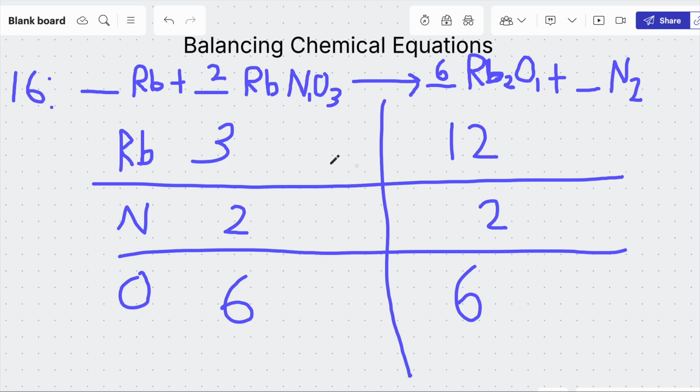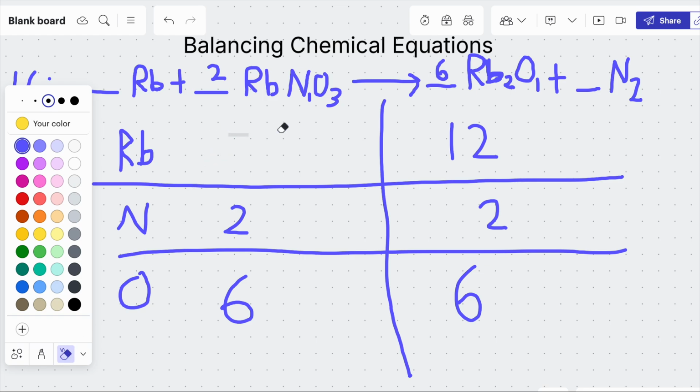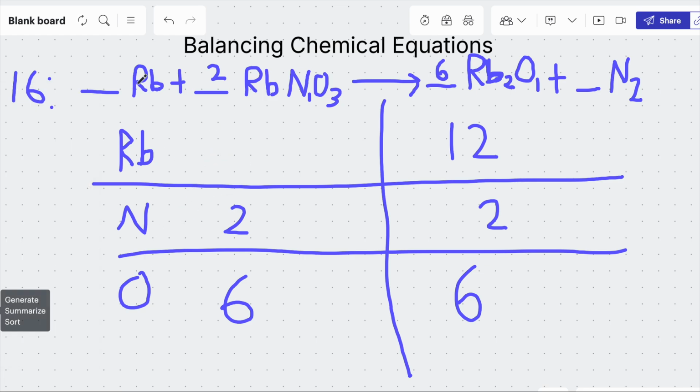But what's nice about this is we have this single RB over here that doesn't mess with the rest of these. So, we just need to figure out how many of these we need to add. So we need to get to 12, and so far we've got 2. So we need to figure out what we need to add, which I'm going to put as X, to get to 12.